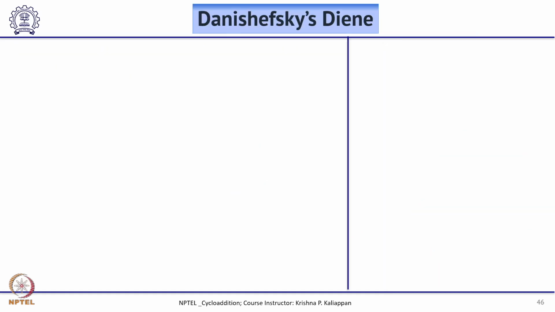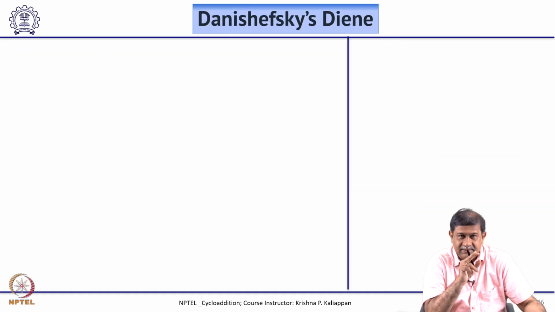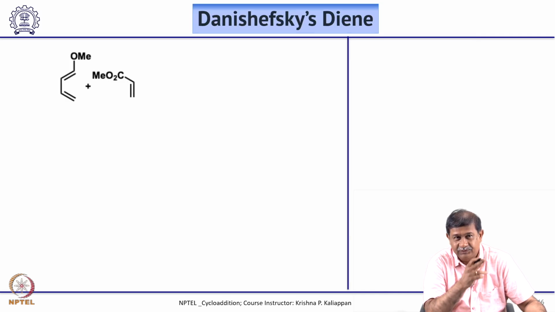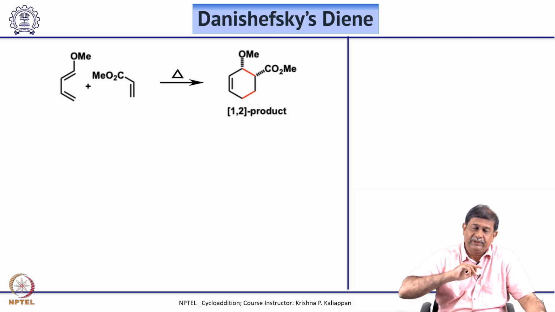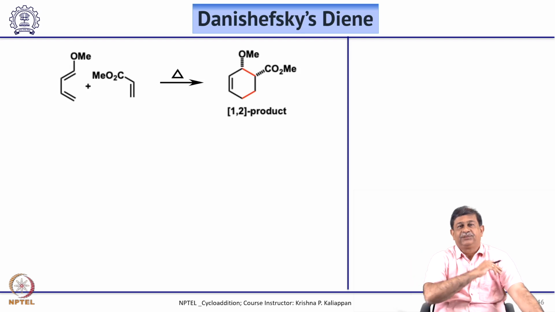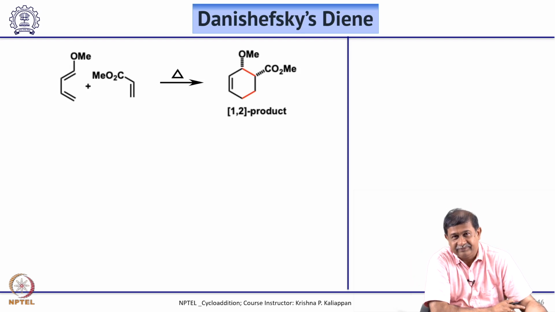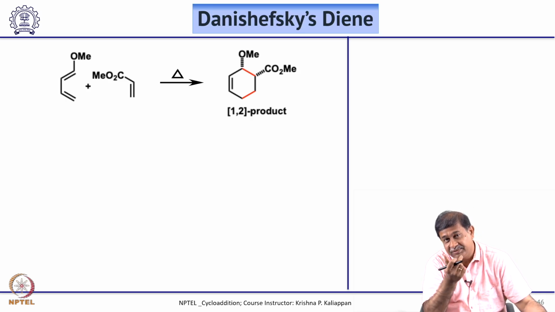And in both the cases, we have done this with only one electron donating group attached to the diene. So, this simple example, as I said, we start with 1-methoxybutadiene and methyl acrylate. So, that should give this product. How about having two electron donating groups attached to the diene? What will happen? Will it increase the reactivity? Will it increase the selectivity both in terms of regiochemistry and stereochemistry?